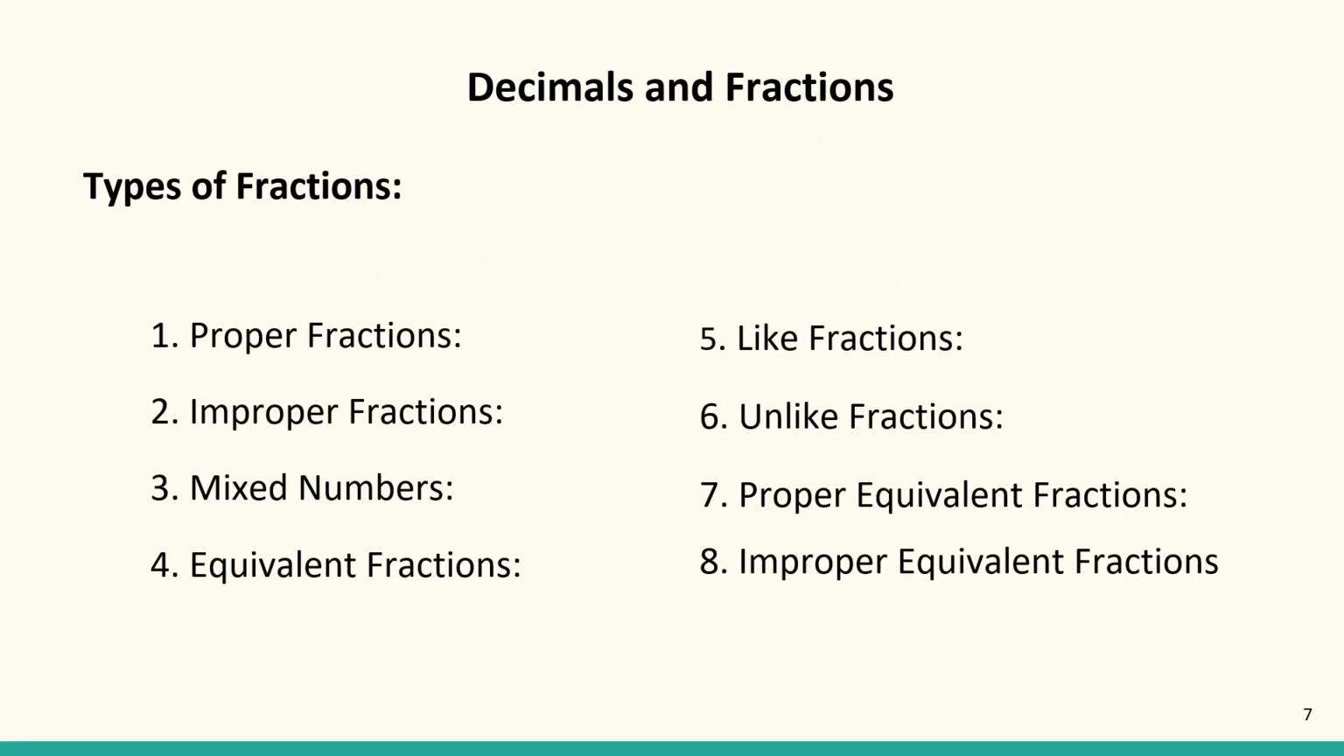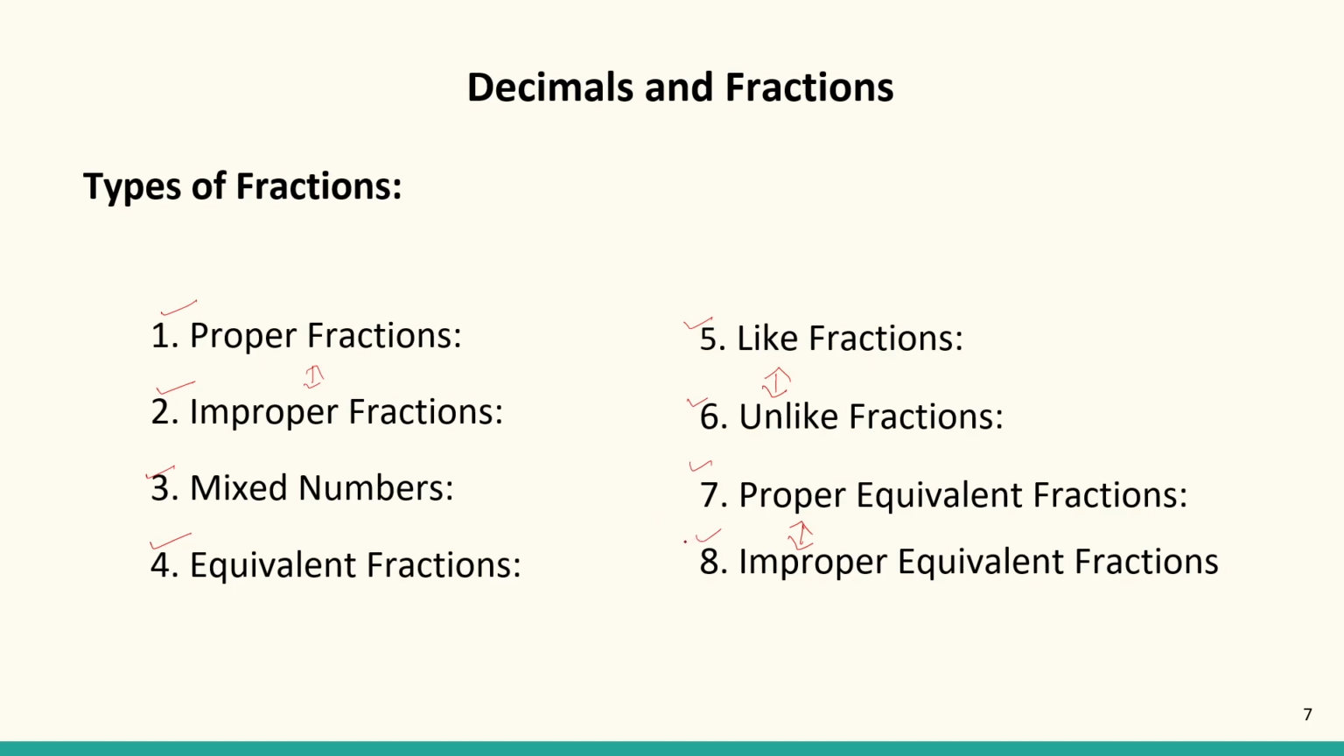So let's now jump into the types of fractions. What kind of fractions are there and which are important, which are not. Let's see each one. The first kind is proper fractions and the second one is improper fractions. We'll see what a proper fraction is, what an improper fraction is, and the difference between these two. We'll also see what mixed numbers are, what equivalent fractions are, like fractions, unlike fractions and the difference between these two, and proper equivalent fraction, improper equivalent fraction, and the difference between these two. We'll see each one in detail.